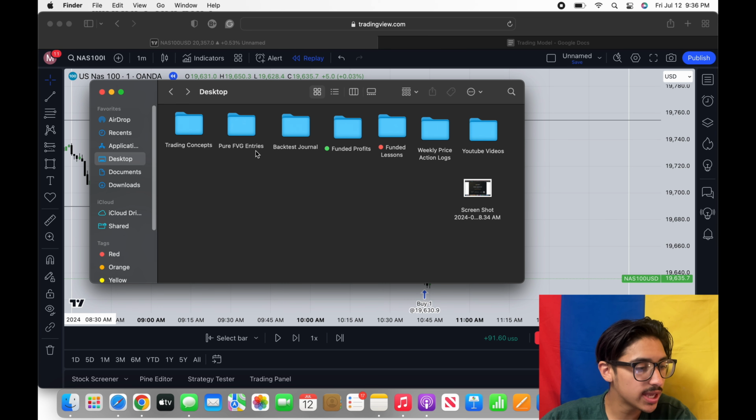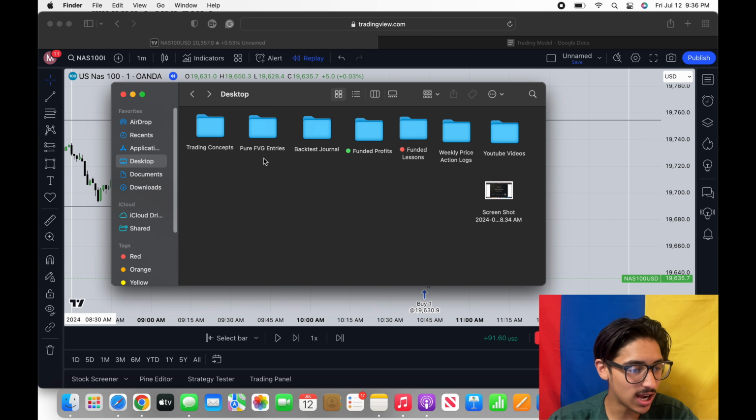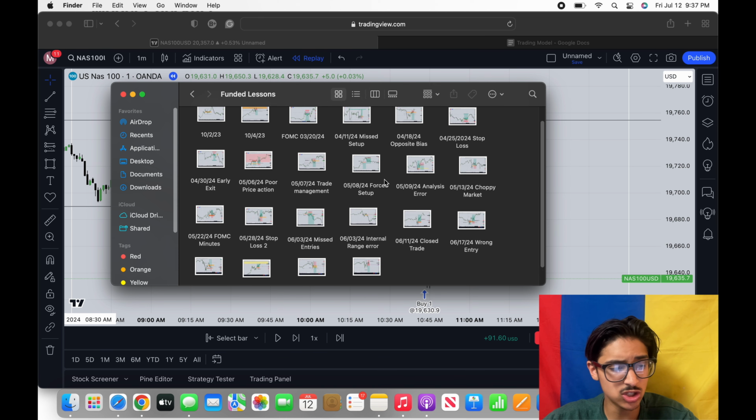All right, so now we're going to get into my backtesting that I've done over the past couple months. I've got a bunch of different folders, going over my funded profits. I screenshot all the trades I won on my funded account, my phase 1 and 2, and then also my funded lessons. You see how I don't call it funded losses, it's funded lessons, because you have to take every loss as a lesson in trading.